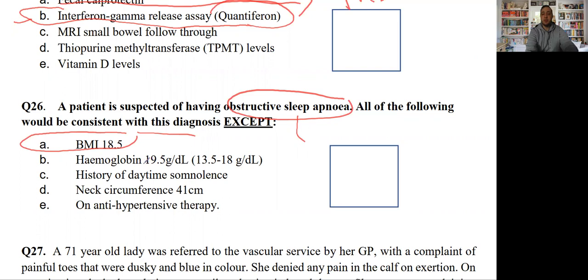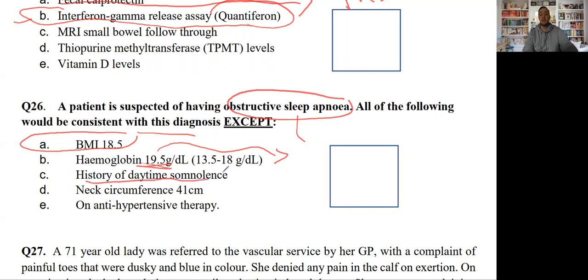So hemoglobin 19.5 represents polycythemia, and this is expected with this type of patient. Why? Because these patients have chronic hypoxemia. This chronic hypoxemia will stimulate the production of erythropoietin from the kidney and from the liver, and this erythropoietin will stimulate bone marrow for production of more red blood cells, and this will lead to polycythemia. This is called secondary polycythemia. Therefore, this is a correct statement. This is associated with obstructive apnea.